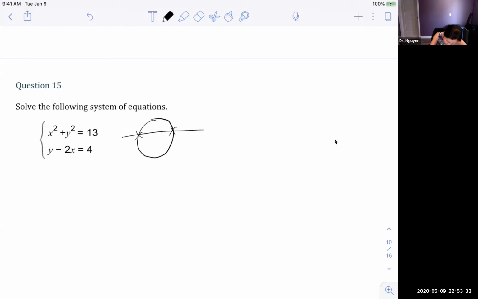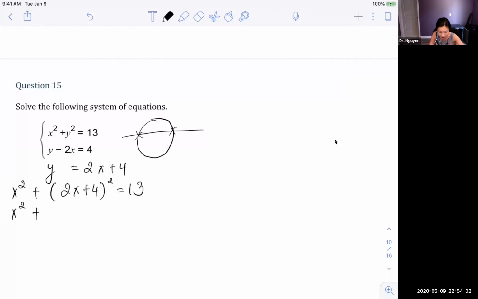So you see right here, we have y equals 2x plus 4. I can use that one and plug it in the first one. So I have x squared plus, instead of y squared, we have (2x plus 4) squared equals 13. Once again, we're going to have to FOIL, simplify, make everything quadratic, and factor.